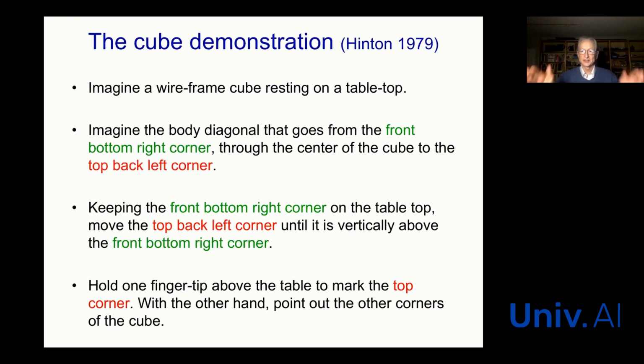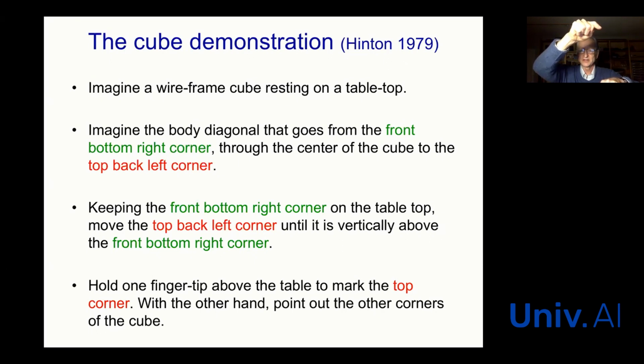So I want you to imagine on a tabletop in front of you, there's a cube, and it's sitting on a tabletop in the normal orientation. And from your point of view, there's a front, bottom, right-hand corner here, and a top back left-hand corner here. And those corners are joined by a body diagonal that goes through the center of the cube. Okay, now keeping that front corner on the tabletop, I want you to take this finger and rotate the cube so that axis is now vertical. That body diagonal becomes vertical.